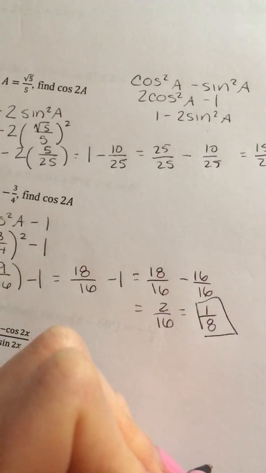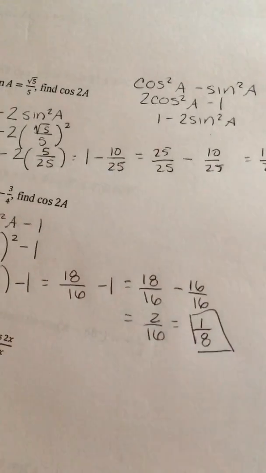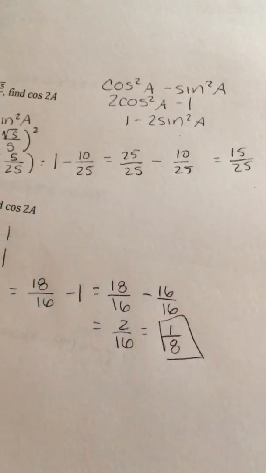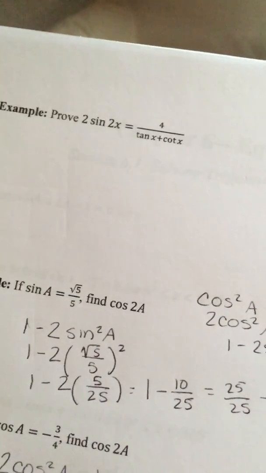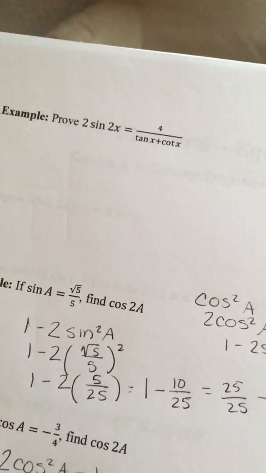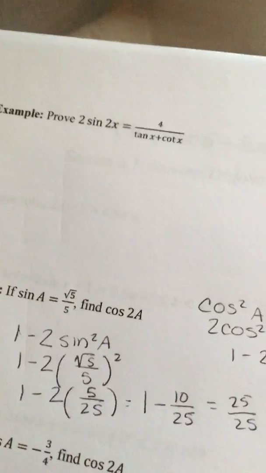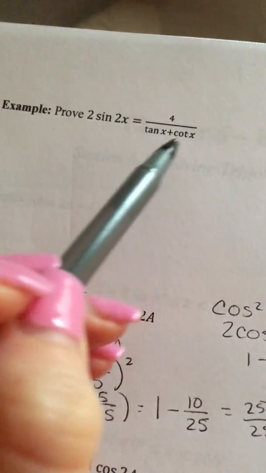All right, looks great. So that's how we do it. That's how we find it. That's just plugging into the formulas. Not too bad. So let's go up and see this prove it question. Prove 2 sine 2x is equal to 4 over tangent of x plus cotangent of x. All right, so prove it question 5.1 looks kind of intimidating.